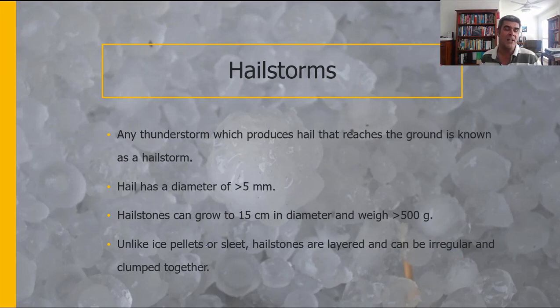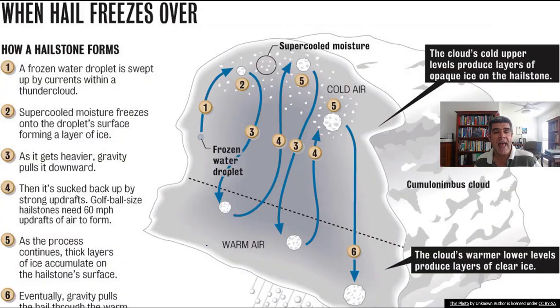But unlike ice pellets or sleet, hailstones are often layered, and they can be irregular and clumped together, and so sometimes you can see that they don't look like nice, neat crystals of ice. They just look like great big lumps, sometimes lumps with smaller lumps within them. So what happens when you're looking at hail formation?